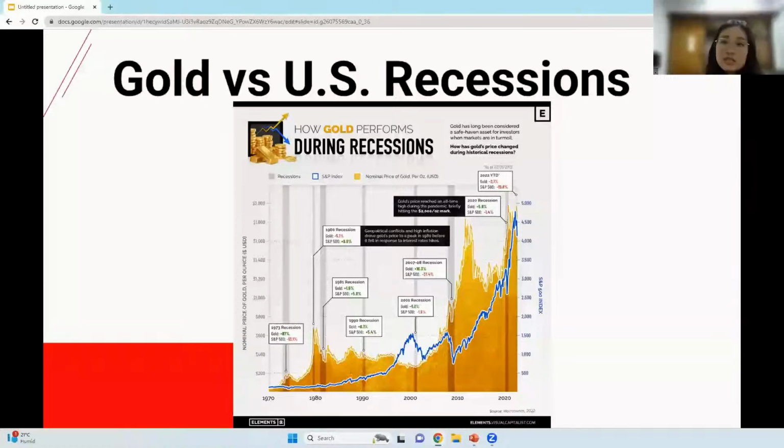If we look at a more recent recession, I think the most recent one would probably be the 2020 recession because of the pandemic and the lockdowns. That lasted approximately 2 months, and the percentage change in nominal price of gold was a 5.6% increase, whereas the S&P 500 dropped by 1.4%. Here it says gold's price reached an all-time high during the pandemic, briefly hitting the $2,000 per ounce mark.